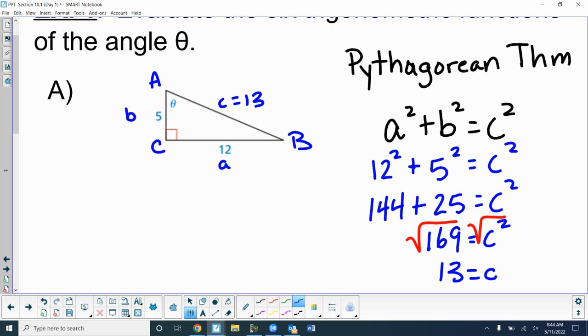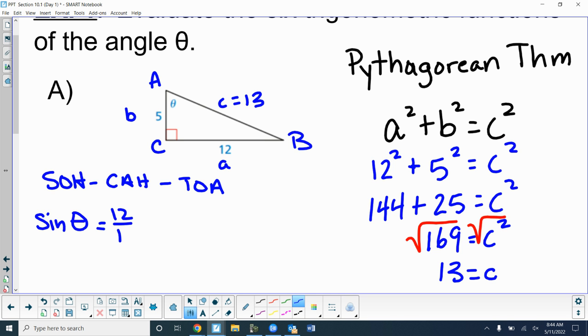Okay? So, if you remember this, you should be able to get the first 3, and then all you have to do to get the other 3 is do what with those fractions? Reciprocal, right? So, the sine of theta is opposite, here's theta, opposite 12 over hypotenuse 13. You guys with me on that? Yeah.